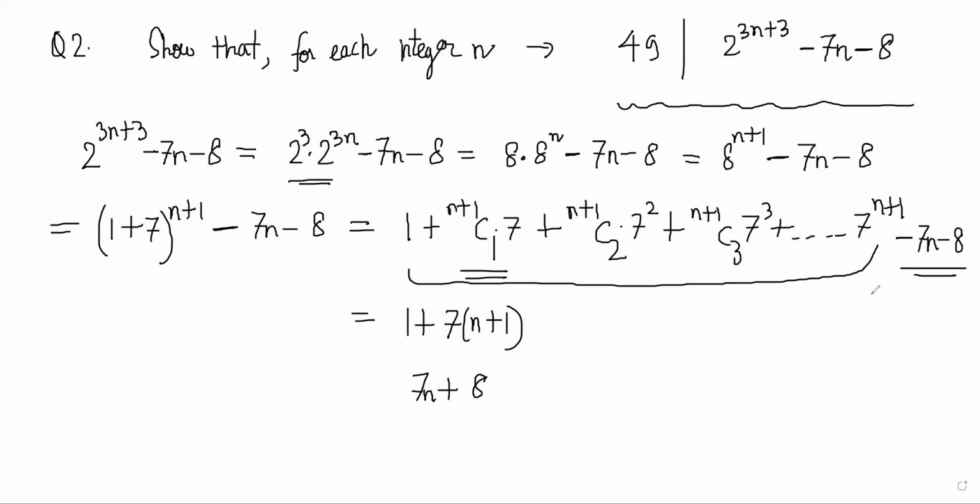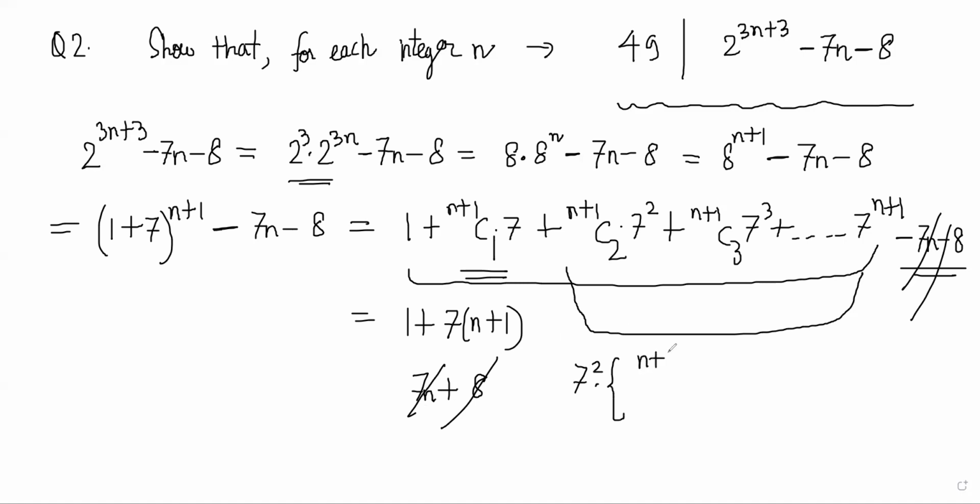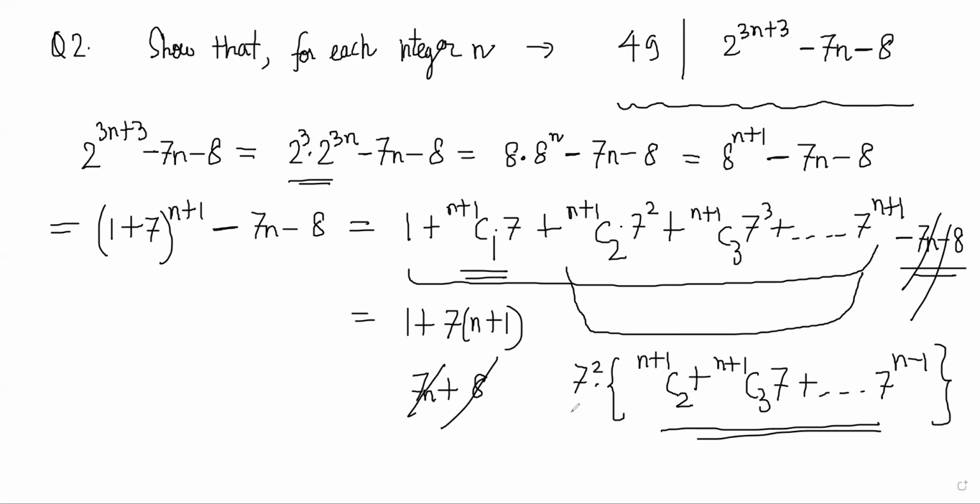And then you subtract 7n plus 8 from here. These two get cancelled, and you are left with these terms, right? And notice that everything is divisible by 7 square. You can take 7 square common here inside, and you will get something like this, 7 power n minus 1. This is an integer. So we have proved that 7 square or 49 divides this expression, right?